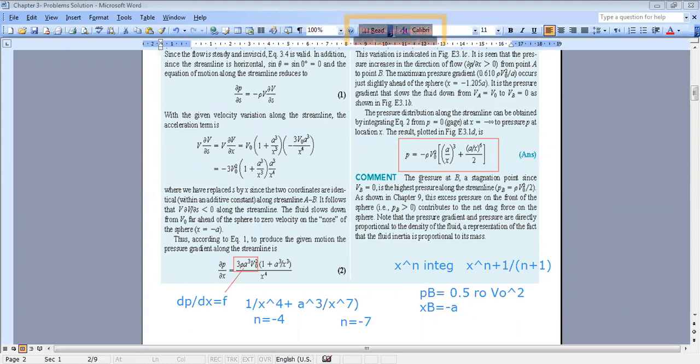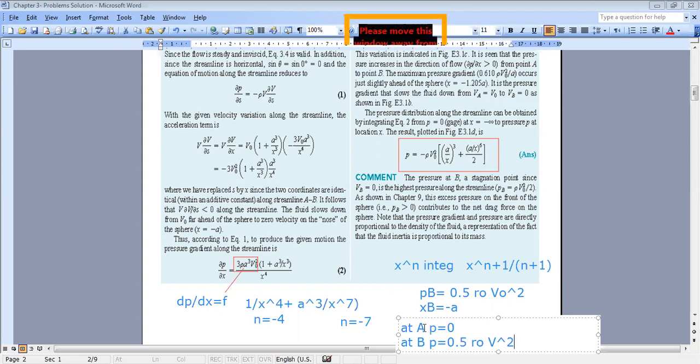After doing the integration, I got this formula. I want to verify that it's working well, because I know that at a, p is equal to 0. And previously we did a calculation together showing that at b, p is equal to half rho v square. I'm trying to verify that if I replace x by the corresponding value in this formula, I will get these results.